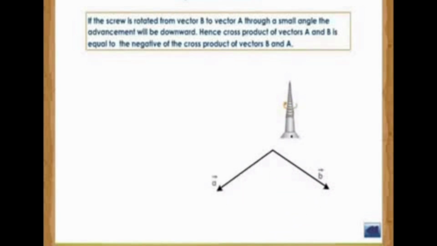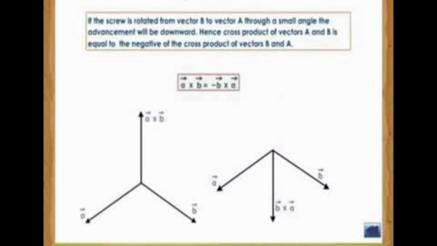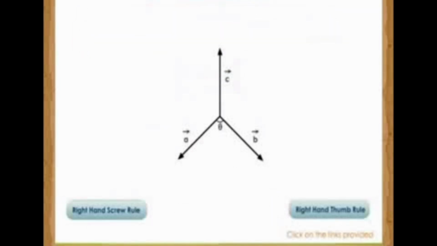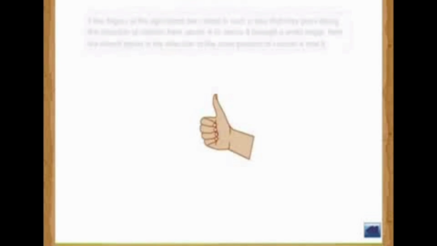Suppose the screw is rotated from B to A through a small angle, the advancement will be downward. Hence the cross product of vectors A and B is equal to the negative of the cross product of B and A. Suppose you are multiplying in the opposite direction, you will get the negative sign. So A vector cross B vector equals minus B vector cross A vector. It's not equal. It does not follow the commutative property.